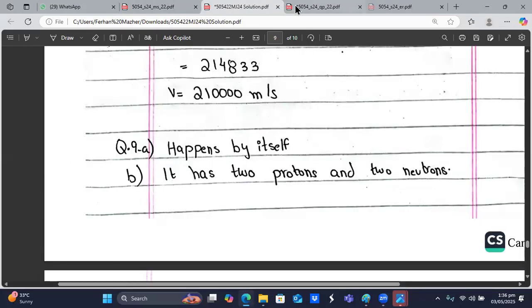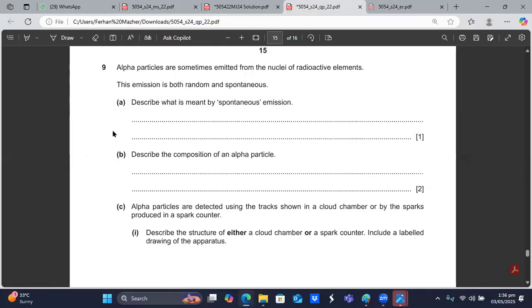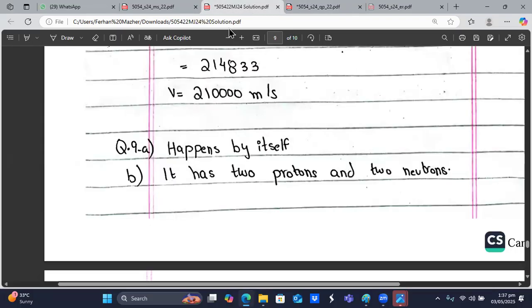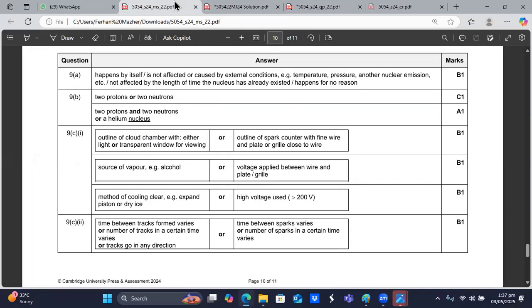Okay. Then the question is, describe the composition of an alpha particle. An alpha particle is like the nucleus of helium. It's not like an atom of helium, it's like the nucleus of helium. It has 2 protons and 2 neutrons. This is the composition of the alpha particle.